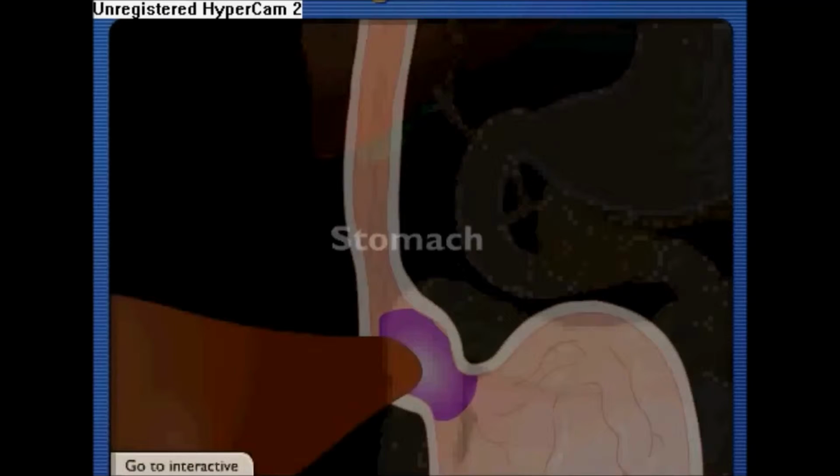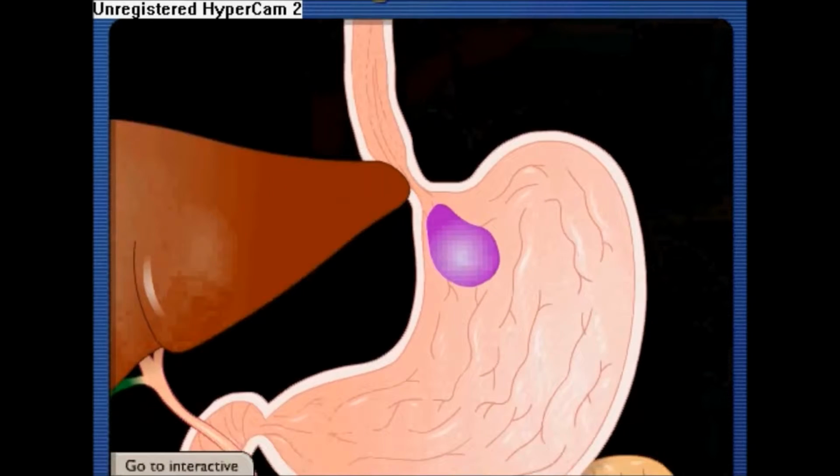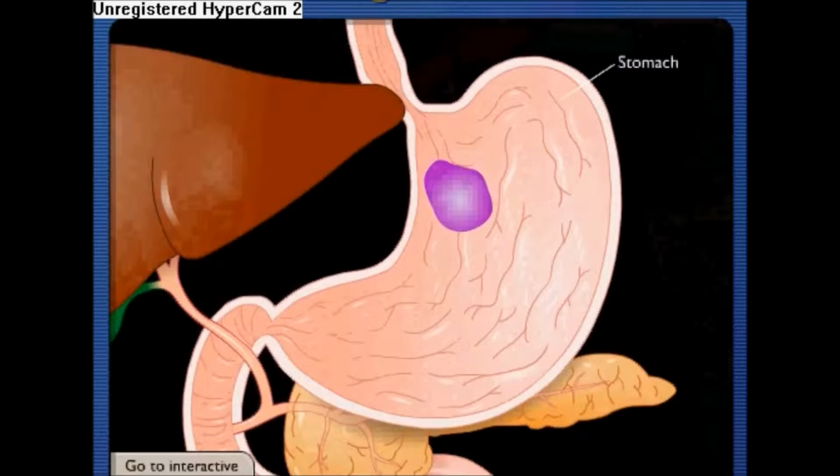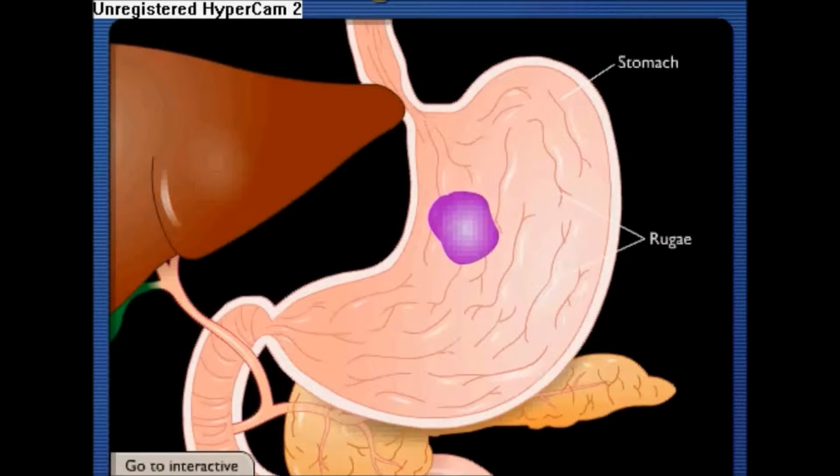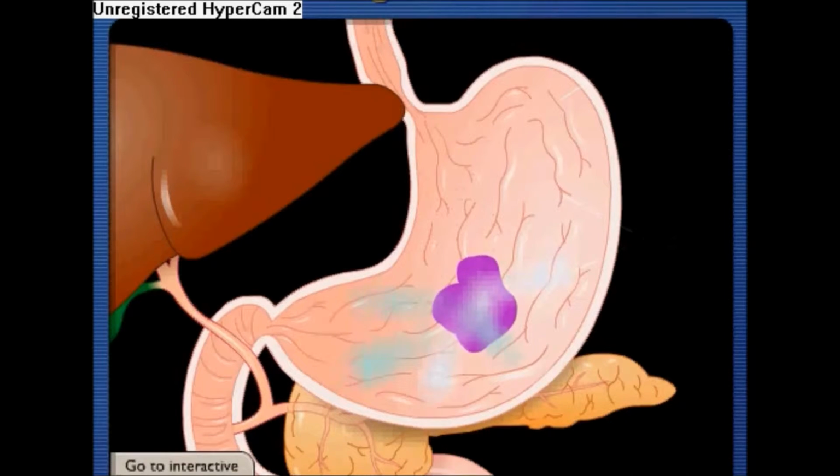Speaking of the stomach, it is located in the upper abdomen and plays a central role in digesting food. When food is swallowed and passes down the esophagus, the muscles in the stomach mix the food and release gastric juices that are needed to break down and digest the food.